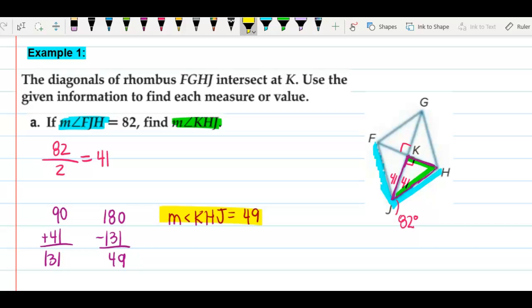Another way that has been suggested to me to solve this is: if I know J is 82, then J and H, because they're next to each other, have to be supplementary. So 180 minus 82 means angle H has to be 98, and then that's also being bisected. So 98 divided by 2 is 49, which is the same thing. However you think about it, there is not always just one pathway to get there.